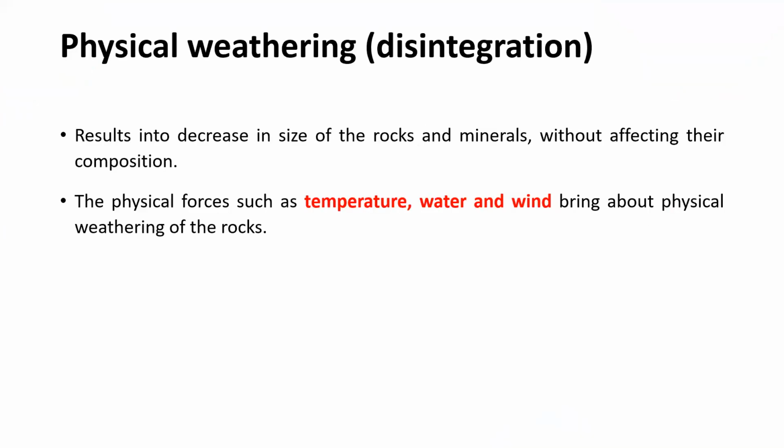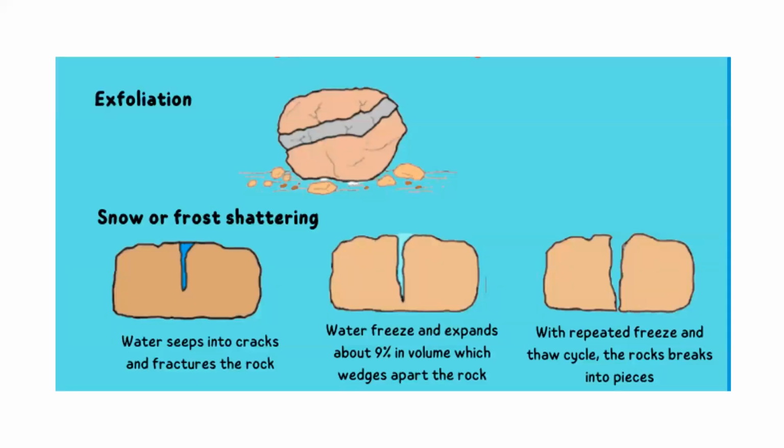So as I said, physical weathering is simply called disintegration, which basically results in a decrease in the size of the rocks and minerals without affecting their composition. The physical forces like temperature, water, and wind bring about the physical weathering of the rocks. The first one is temperature. When we say temperature, it means both high temperature as well as low temperature.